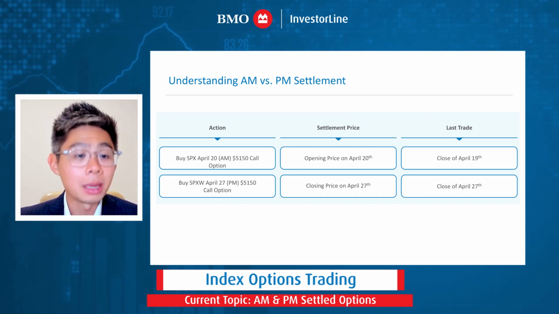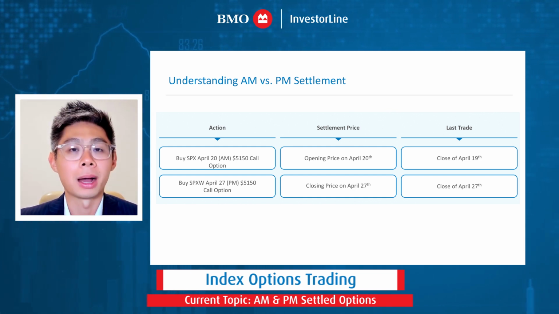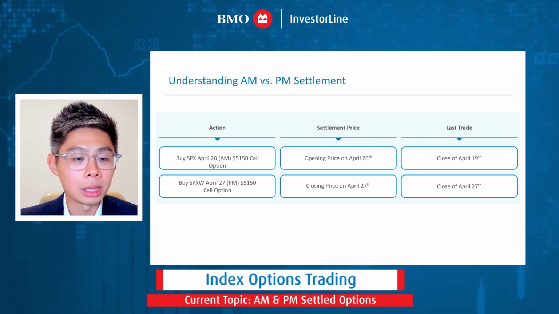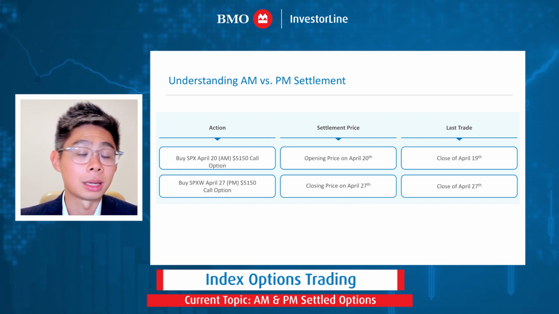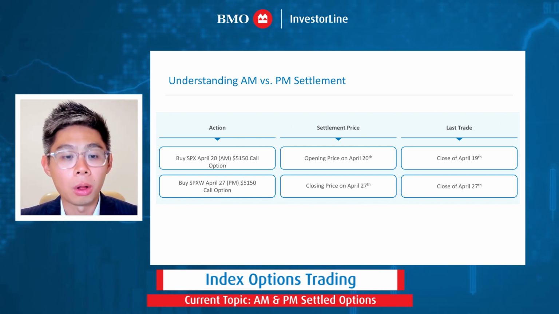Versus a PM settled option, for example, if we buy an SPXW, which are the weekly options that expire on April 27th, these weekly options are all PM settled. Daily and weekly options are all PM settled.